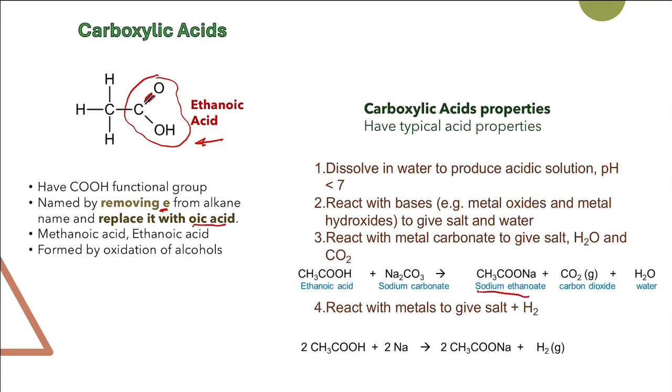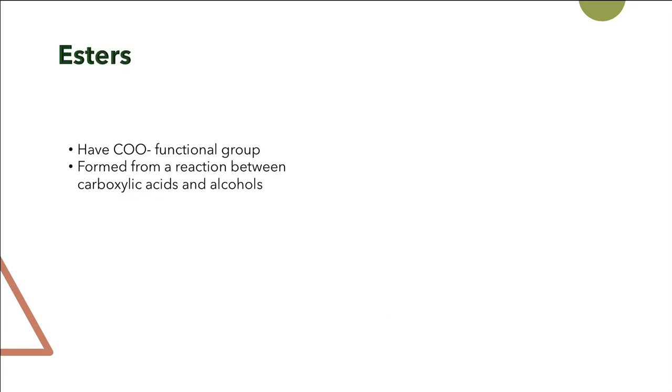The salt here is the salt of the acid. So if we react sodium carbonate with ethanoic acid, the salt would be sodium ethanoate. And they also react with metals to give salt and hydrogen. So if they react with sodium, for example, that will give you sodium ethanoate and hydrogen gas.